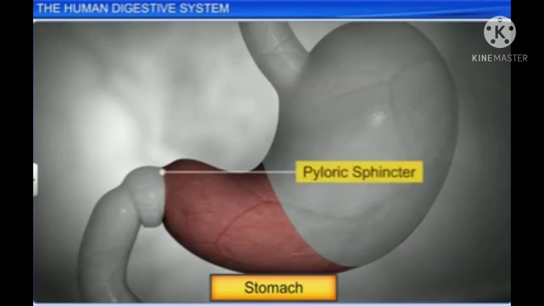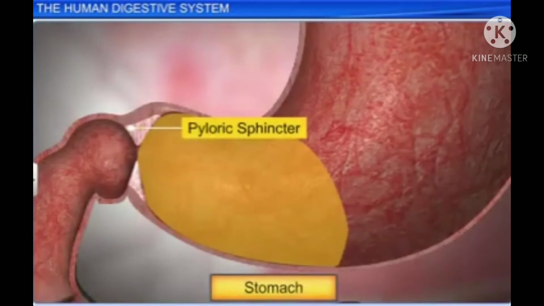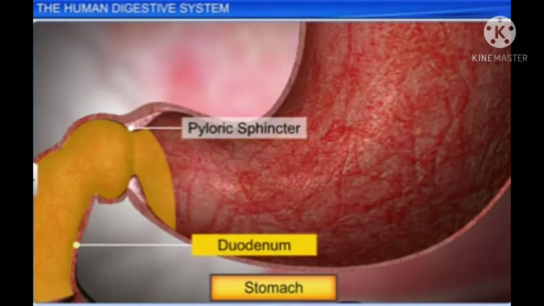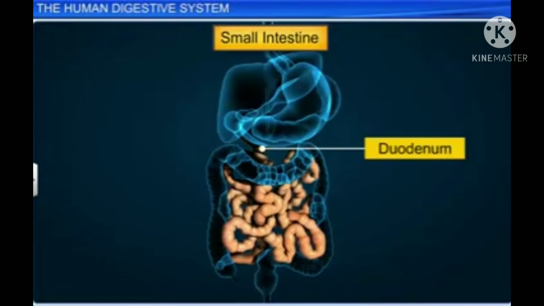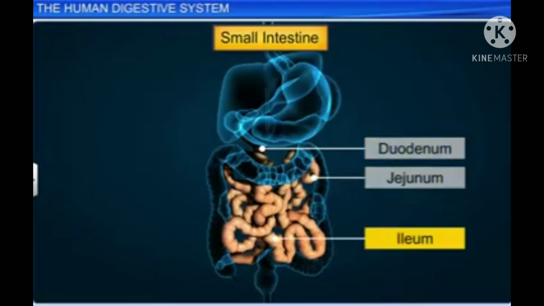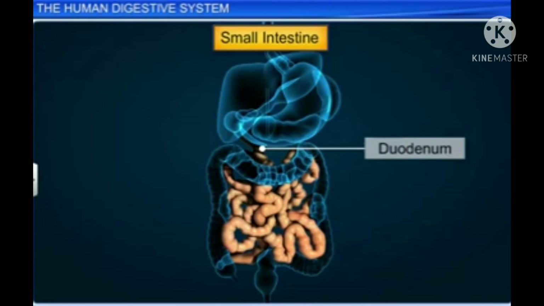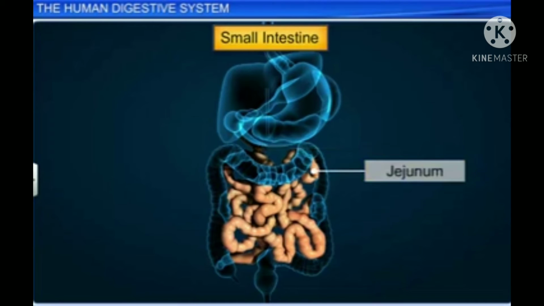At the end of the pyloric portion lies the pyloric sphincter, which regulates the flow of the churned food from the stomach into the duodenum, the first part of the small intestine. The duodenum is followed by the jejunum and ileum that make up the rest of the small intestine. While the duodenum is the short, U-shaped portion, the jejunum is the long, coiled portion.